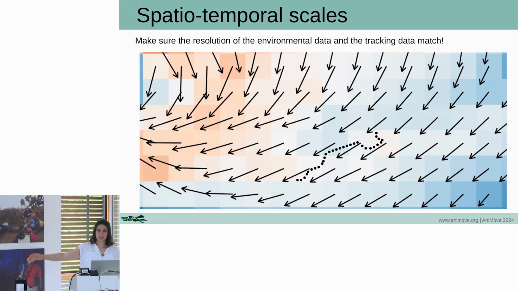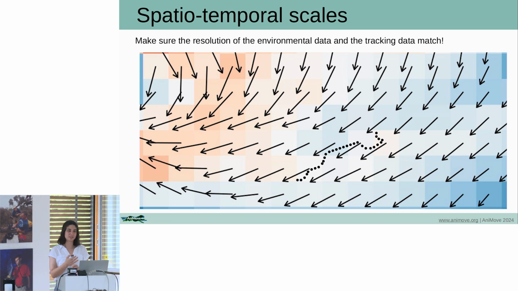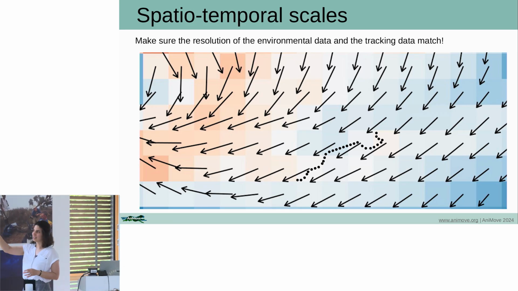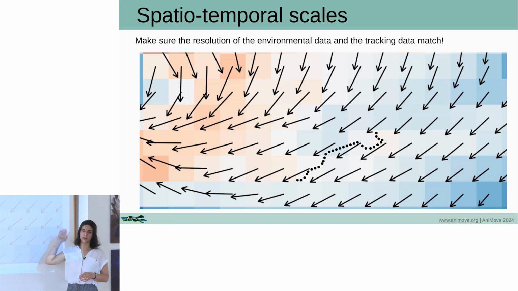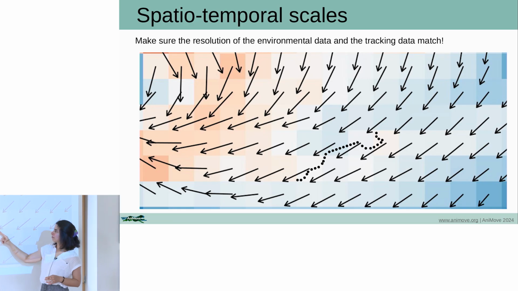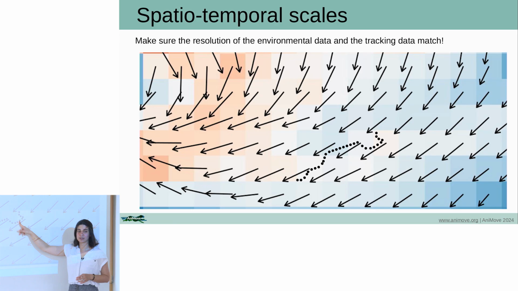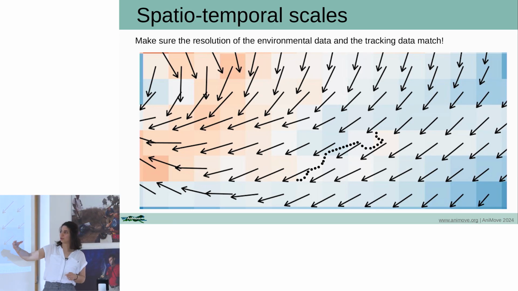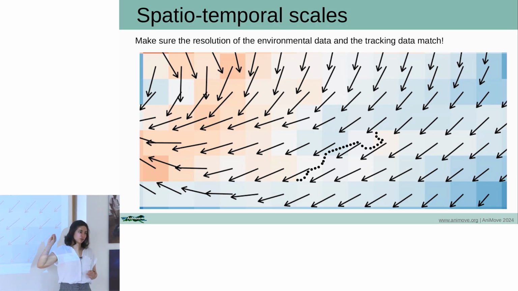Very important: please make sure that the resolution of your environmental data and movement data match to some extent. So this is just an example that I put here. It's a wind layer. The arrows show you wind conditions, and these are the cell sizes that you have. And if this is the tracking data that you had, with really high resolution tracking, the environmental data cannot help you too much because for all of these different points, you're going to get the same value.